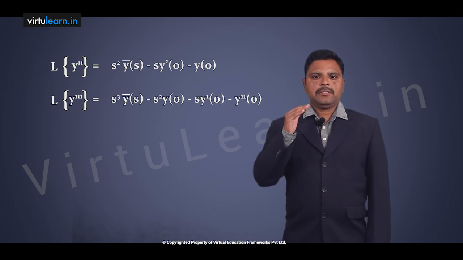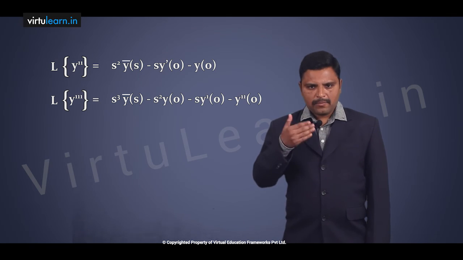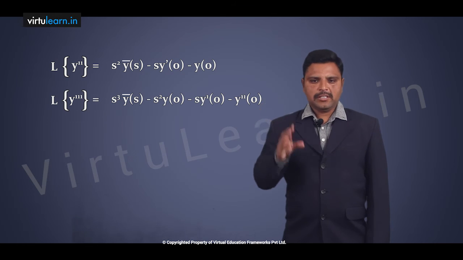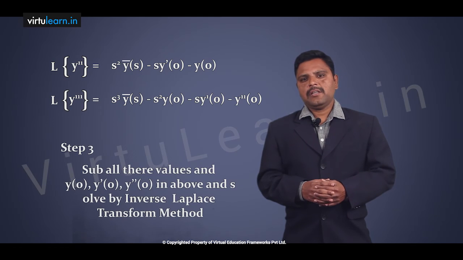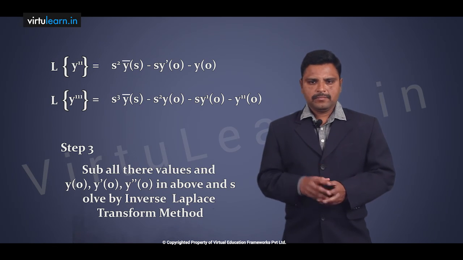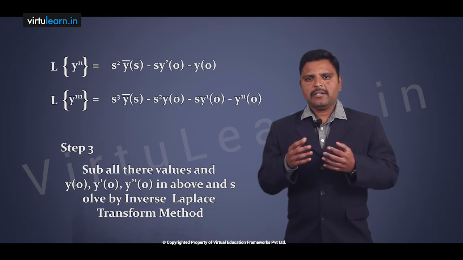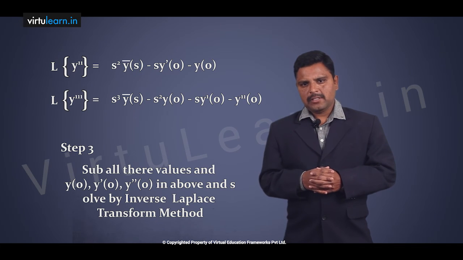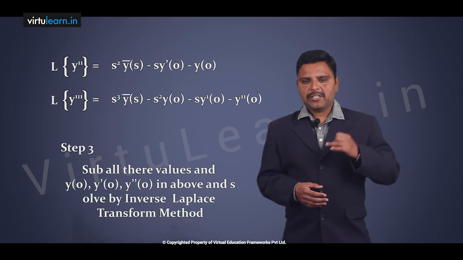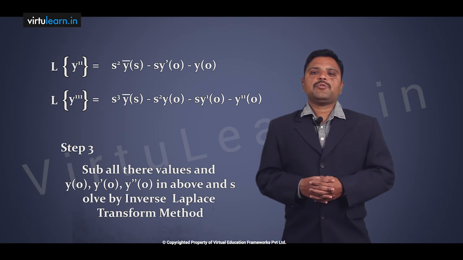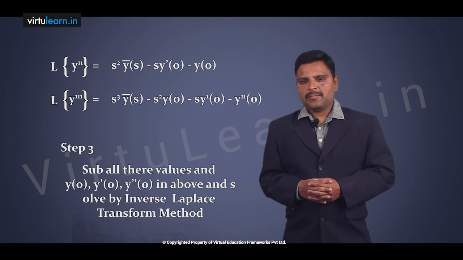Mostly we will get L of y dash, L of y double dash, L of y triple dash. We will get these 3 things in our problems mostly. Substitute all these values in the given differential equation. Already we have applied the Laplace transform to the given differential equation. Then after substituting all these things and the given initial conditions, y of 0, y dash of 0, y double dash of 0, substitute all these values and apply the inverse Laplace transform method.